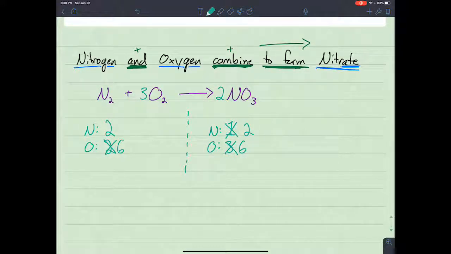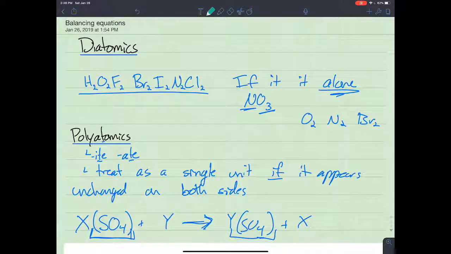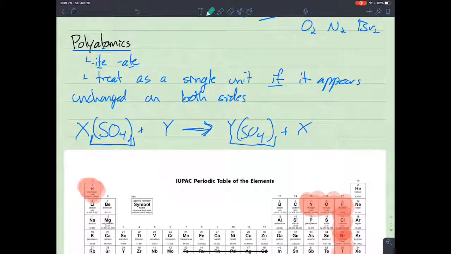I need N2 plus 3 O2s to get 2 molecules of nitrate, 2 nitrates, okay? So keep an eye out for the diatomics. Know that whenever you see the words hydrogen, oxygen, fluorine, bromine, iodine, nitrogen, chlorine as a single unit alone in an equation, that's going to exist in a pair of 2. Polyatomics, you can treat them as a single unit if they appear on both sides. Breaking down the atoms into individual atoms will still work. It's just going to take you more time to balance it out.